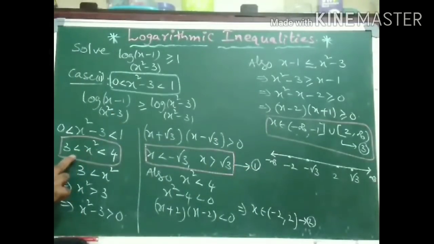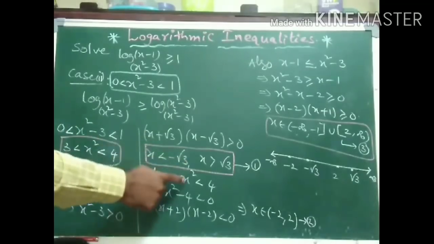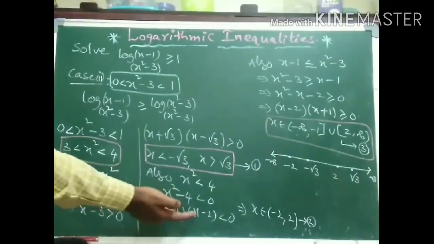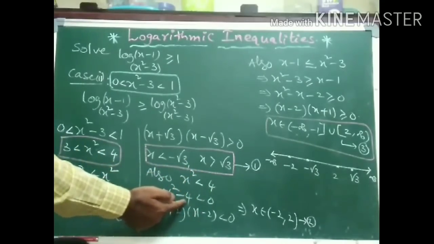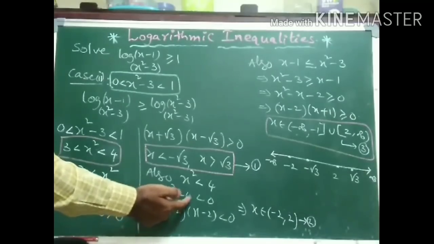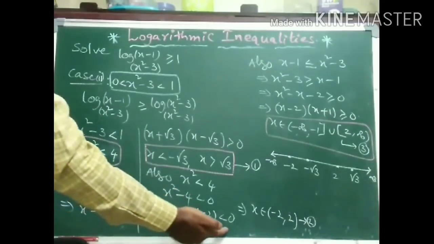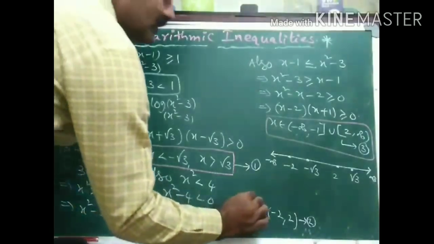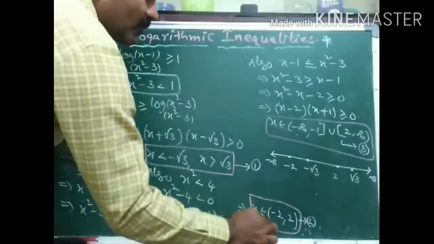Here especially we considered only the first part, that is 3 less than x square. One more part is left, which is x square less than 4. Let us solve. Bringing this side, 4 becomes minus 4. Now I want to write this as a square minus b square, as a plus b into a minus b less than 0. Hence x belongs to the open interval minus 2 comma 2. This is the one more condition we got now.